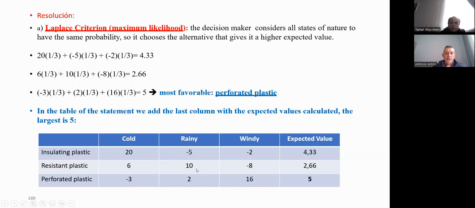Resistant plastic, in terms of rain, is quite good. Right? With resistant plastic we talk about insulation, about waterproofing. And in terms of waterproofing, we see 10,000 euros. 10,000 euros is what I get from resistant plastic, because it can isolate from the water. The water doesn't enter the plastic and doesn't affect very sensitive plants.